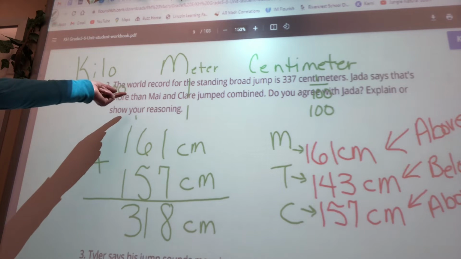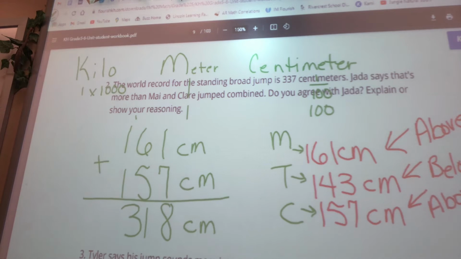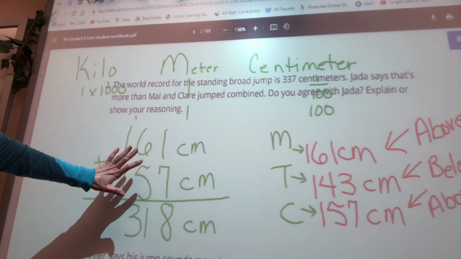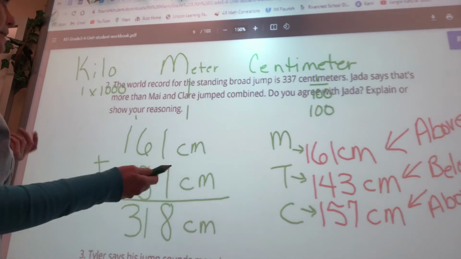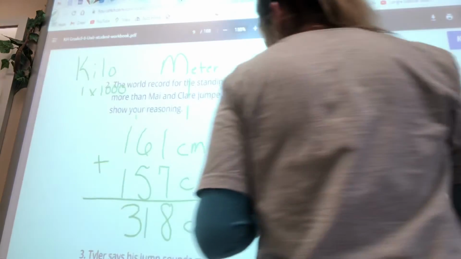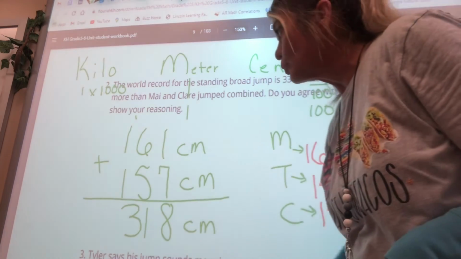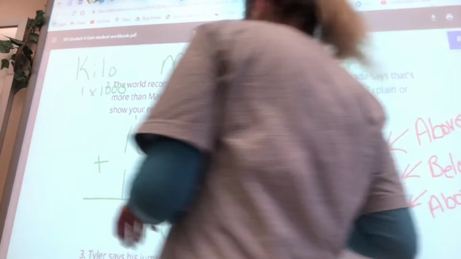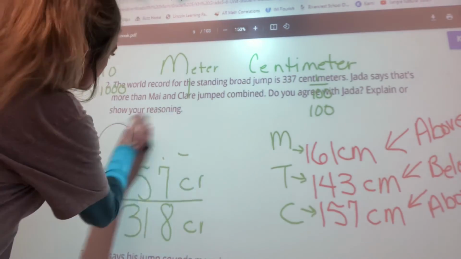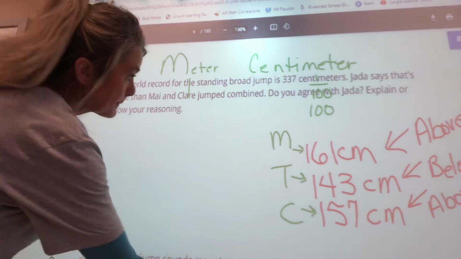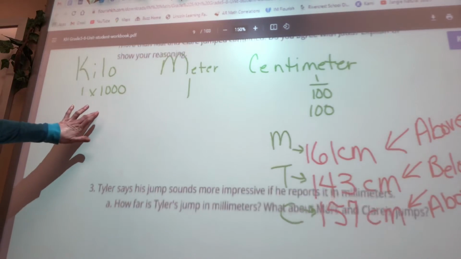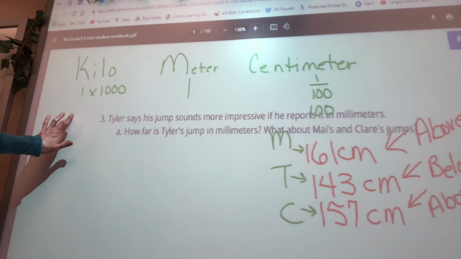And it says that the world record was 337. So if Jada said that is more than they jumped together or combined, then she's right. So yes, we do agree with Jada. Even combined, they're not jumping as far as the world record was. Okay? All right.